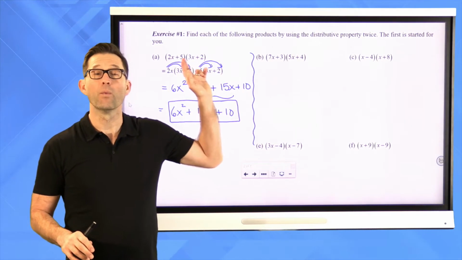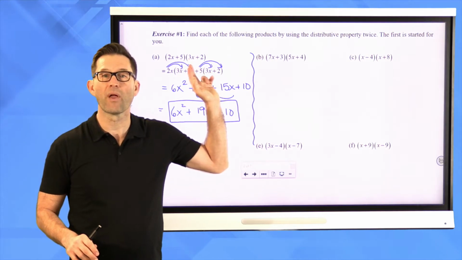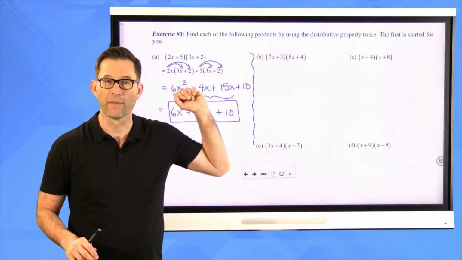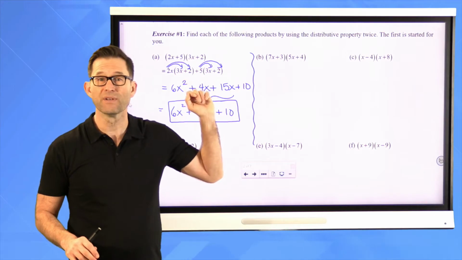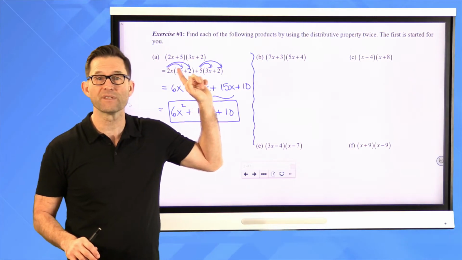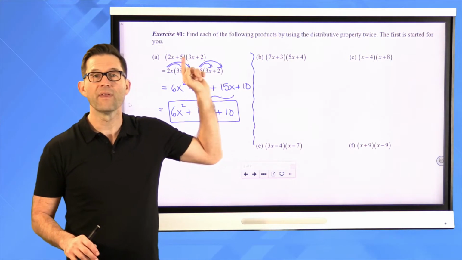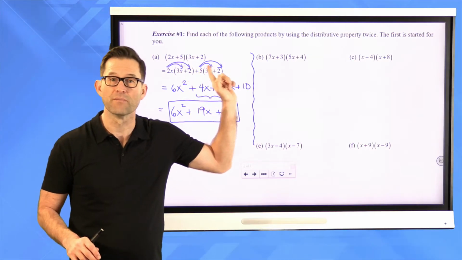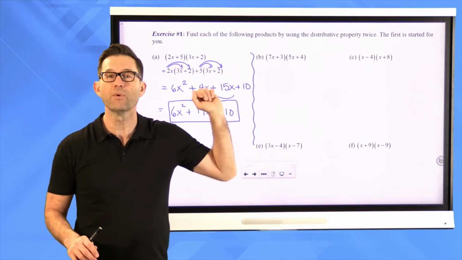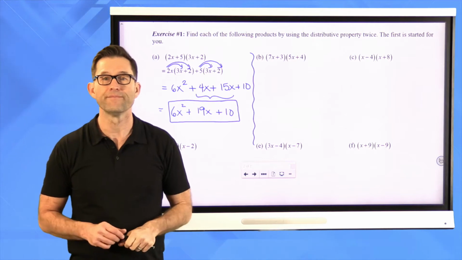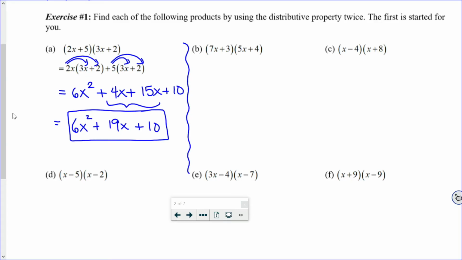And it's basically this simple. Every term within one parenthesis must multiply every term within the other parentheses. And so we just simply say, I'm going to take the first term in this parenthesis and multiply it through this one. Then I'm going to take the second term in this parenthesis and multiply it through this one. Let's do another one together. Let's take a look at letter B. 7x plus 3 times 5x plus 4.